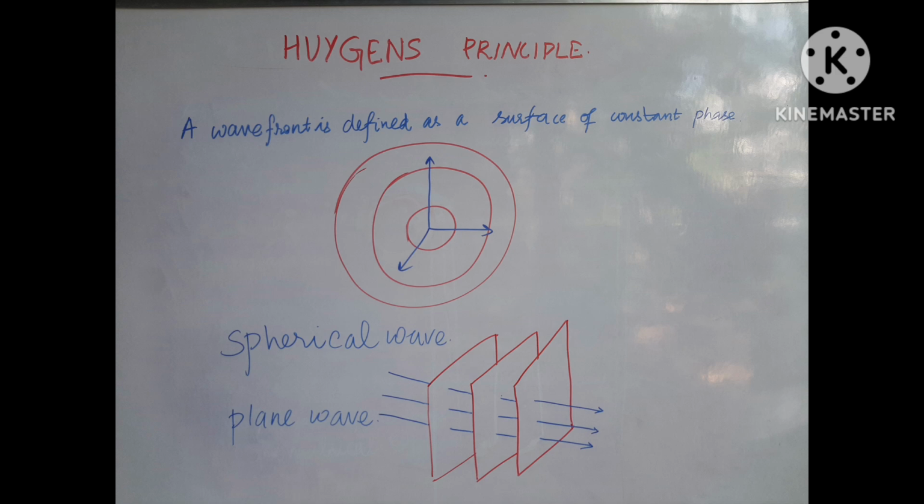Similarly, if we consider a distant point, the surface of this spherical wave can be imagined as a plane wave. So this is an example of a plane wavefront. So we can say that both spherical wavefronts and plane wavefronts can be considered in this manner.